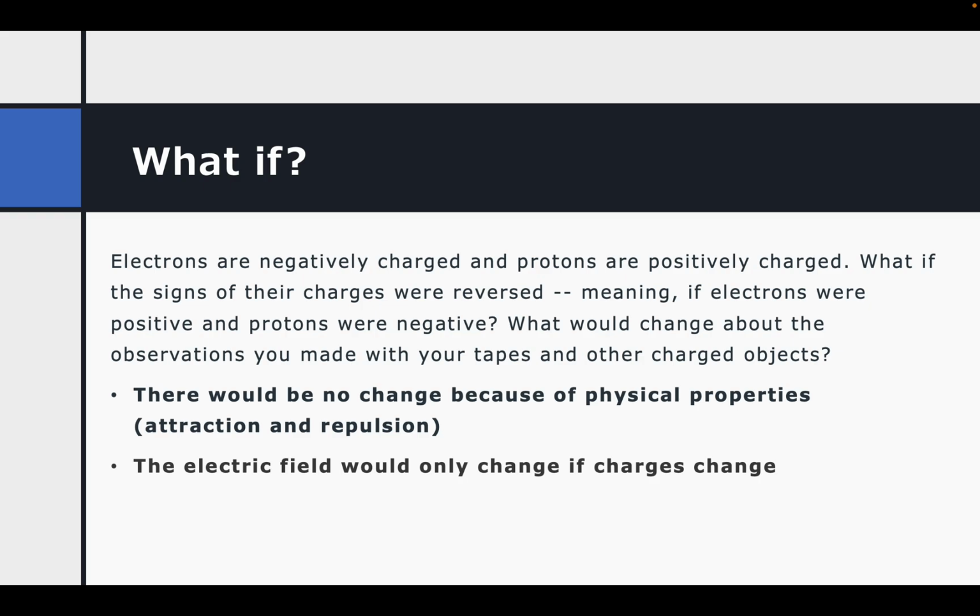Lastly, let's go over some what-if and what-does-it-mean questions. The first question was, if we were to switch the charges, what will happen? Meaning that electrons were now positively charged and the protons were negatively charged, how will the observations about the tape change? The answer to this is that there will be no change due to the physical conventions and properties of repulsion and attraction, and with the change in the charge, the electric field will change as well.